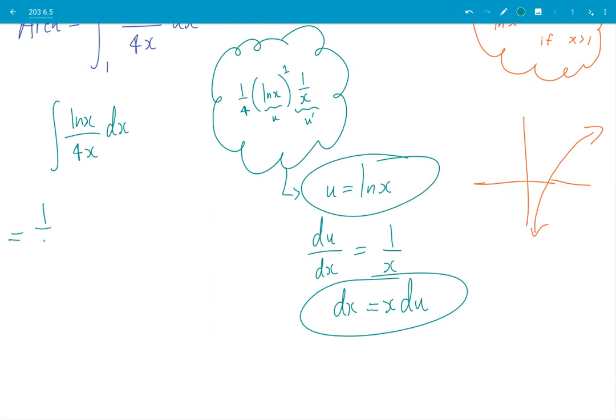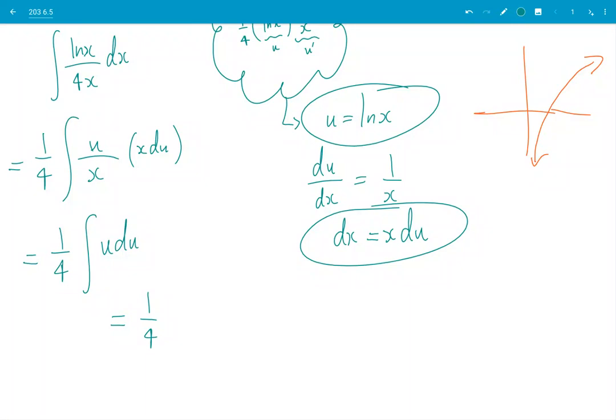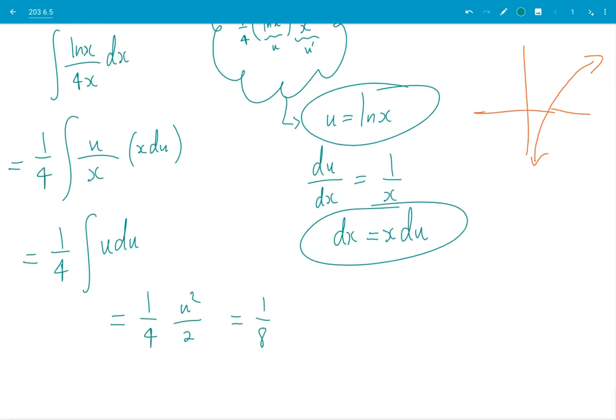So we perform this substitution. The 4 comes out as a quarter in front, and the ln x is my u. Still have that x on the bottom. dx is x du. So that's 1/4 u du, which is 1 over 4 times u squared over 2, which is 1 over 8. And then, who cares? Let's just switch back to ln x here, and then plus c.